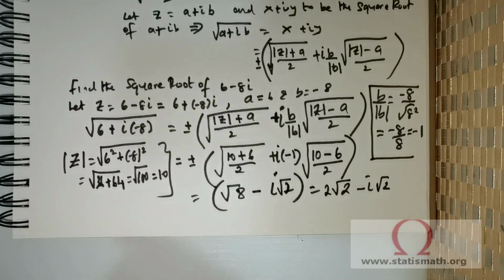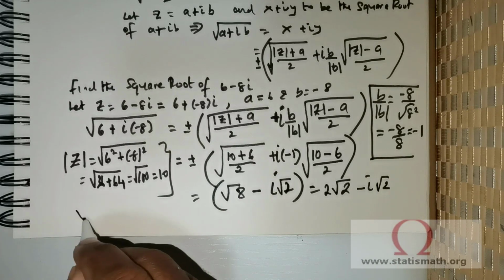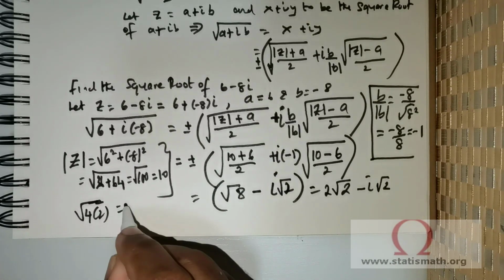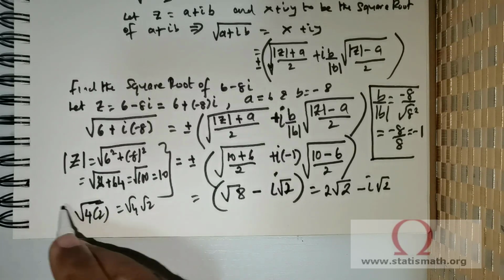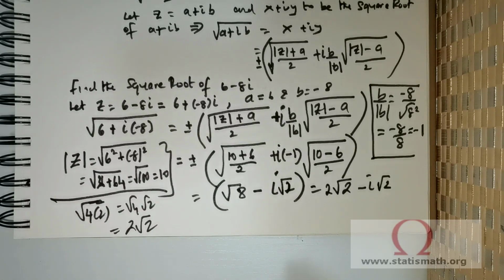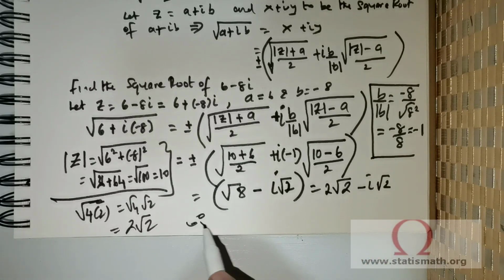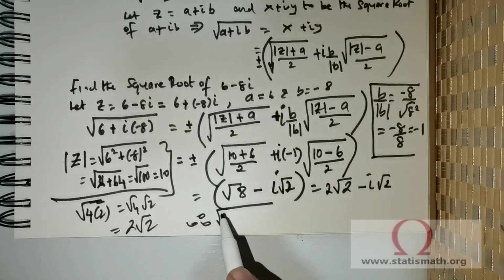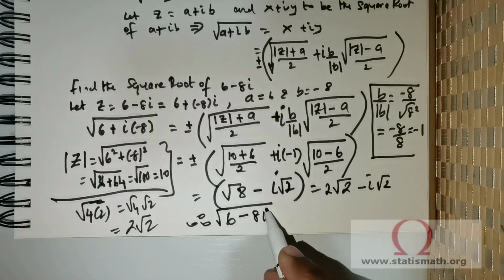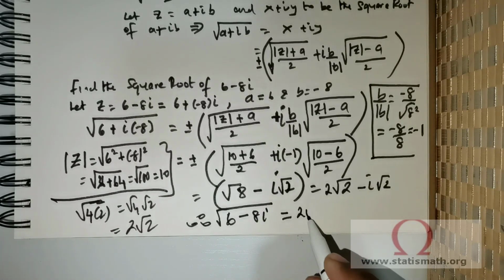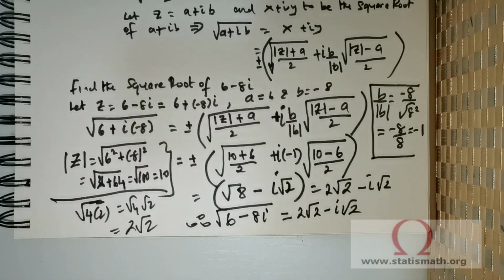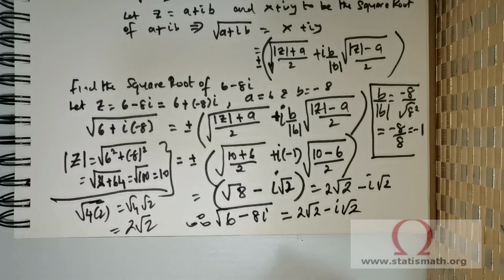Why do I write this as 2 times root 2? Because I can write 8 as 4 times 2, which is going to be the root of 4 times the root of 2. Now the root of 4 is 2, so that's why I get 2 times root 2. So therefore the final answer, the square root of 6 − 8i, is 2 times root 2 minus i times root 2. So this completes the solution to the question.